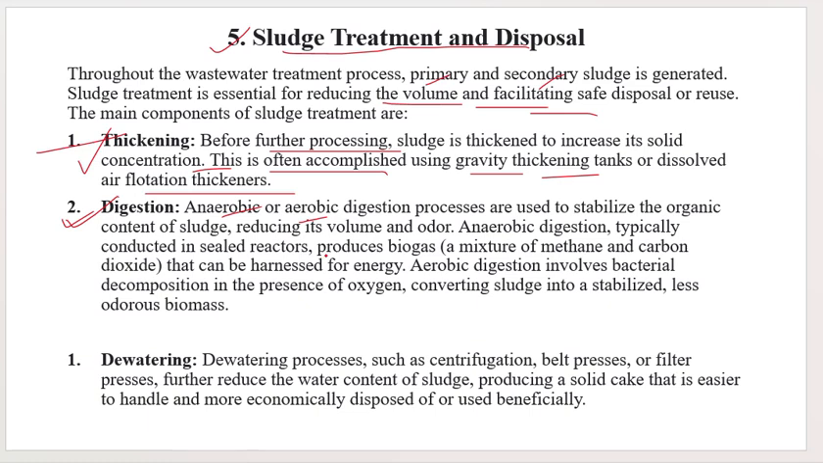Obviously, anaerobic digestion will be sealed because it is without oxygen. Sealed reactors produce biogas, a mixture of methane and carbon dioxide. Through the anaerobic process, we can produce biogas. Biogas is useful for various purposes, for cooking, and can be harnessed as energy.